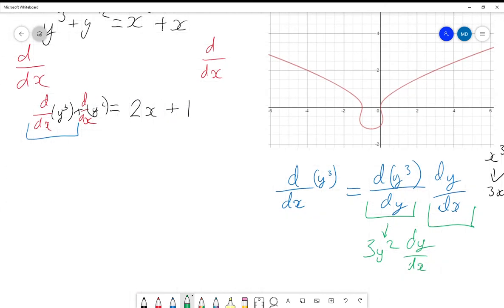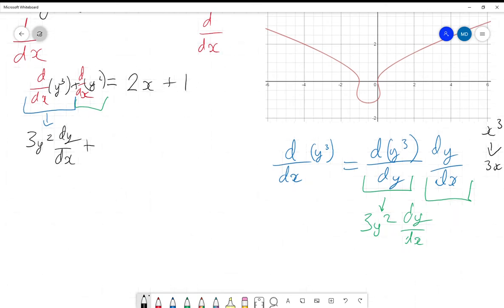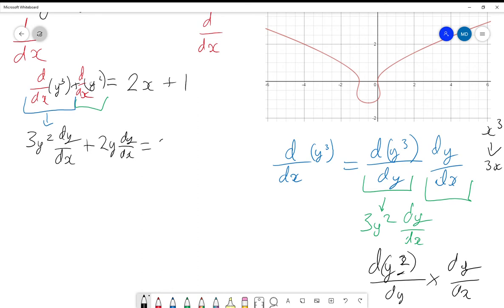So from here we get 3y squared dy by dx. And then for the second part, d by dx of y squared, well, it's exactly the same thing. If we differentiate it with respect to y squared, we need dy squared by dy multiplied by dy by dx. But differentiating y squared with respect to y is just going to give us 2y. So it gives us 2y still multiplied by dy by dx. And that's equal to 2x plus 1.